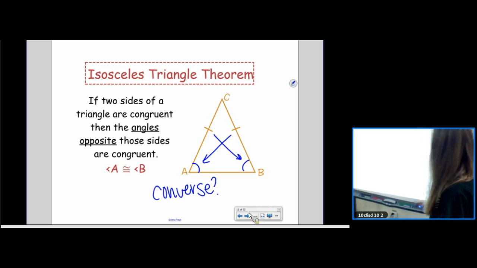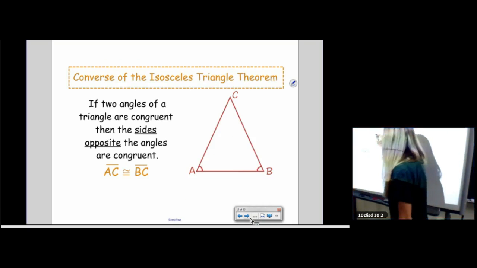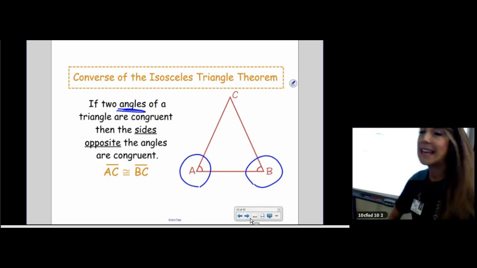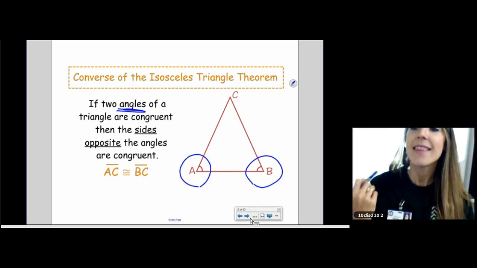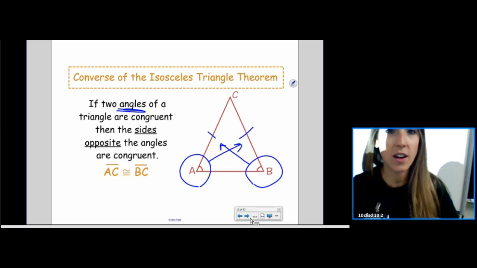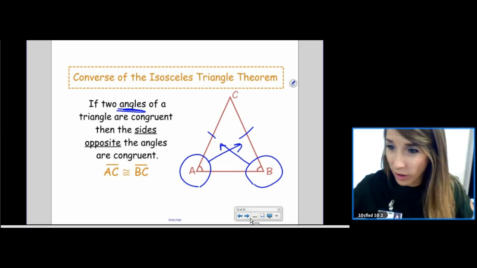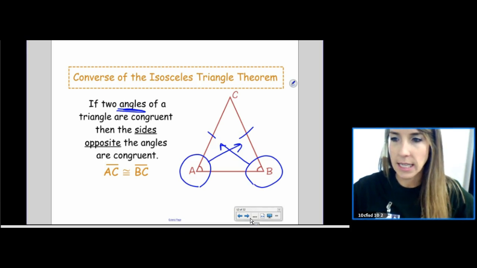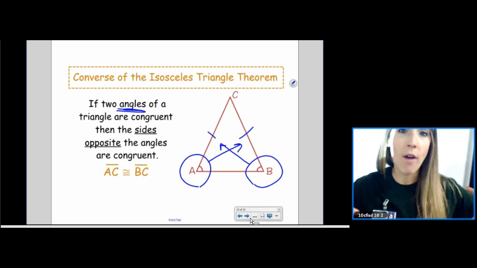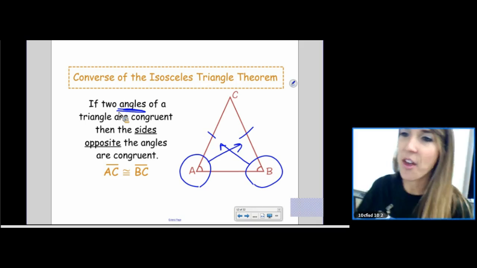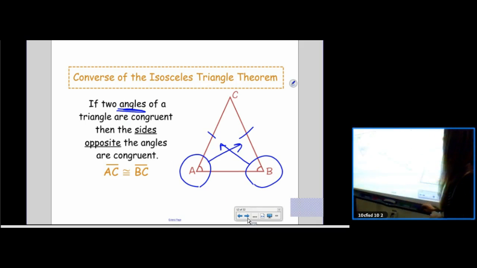So the converse would be if two angles of a triangle are congruent, so you're given A and B, then the sides opposite are congruent. So of course the converse of the theorem is true as well. That's how theorems work. So we know that AC is congruent to BC. We can add tick marks. So if you have arcs, you get to add the tick marks. If you have tick marks, you get to add the arcs, and that's how that works.